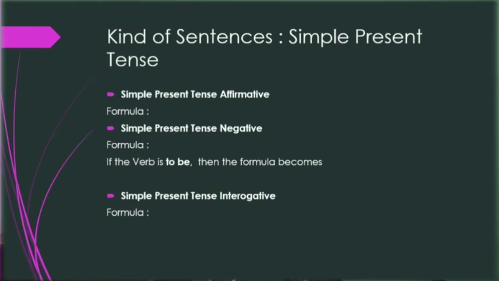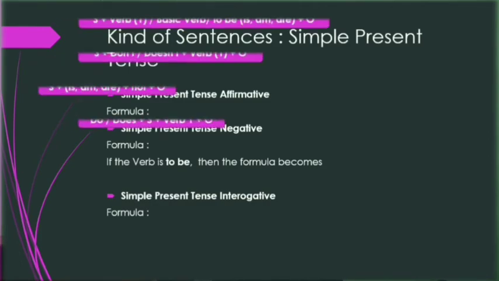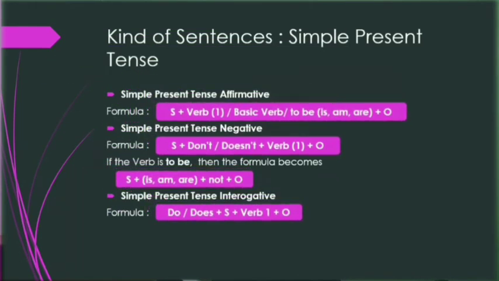Next, the kinds of simple present tense sentences. We have three: simple present tense affirmative, and the formula is subject plus verb 1 plus object, or to be, which is am, is, are, plus object.